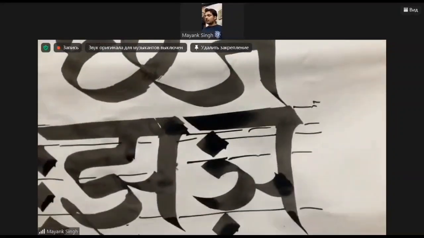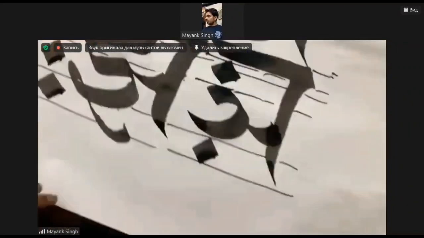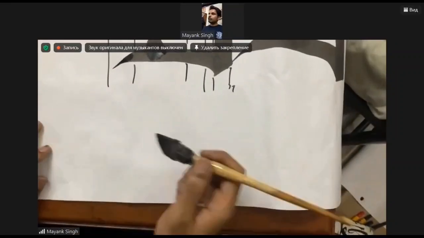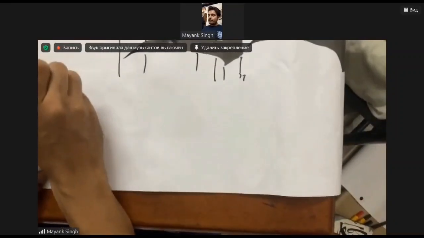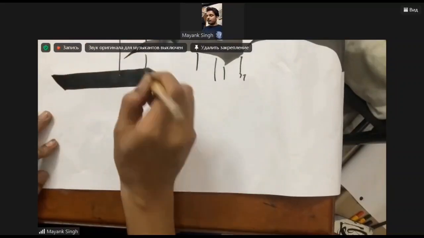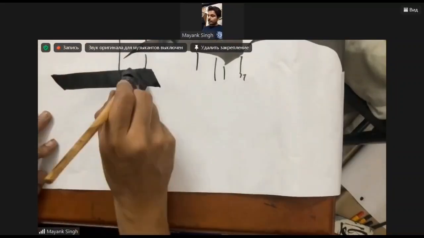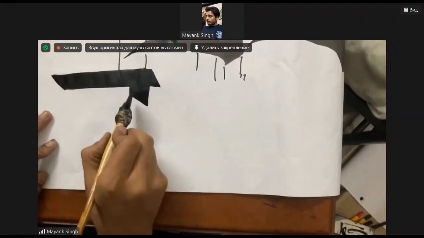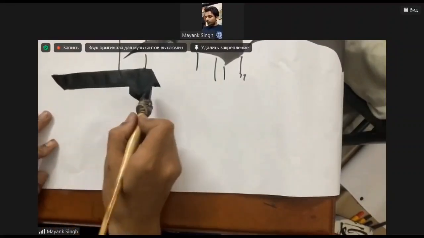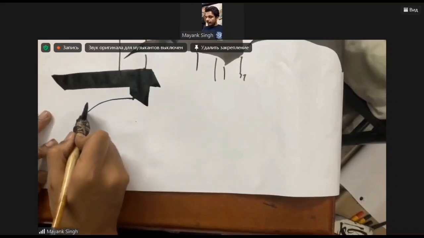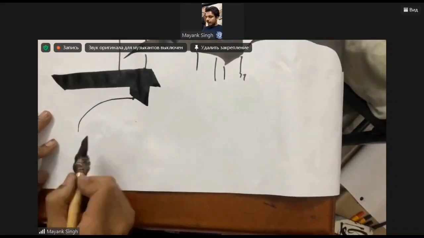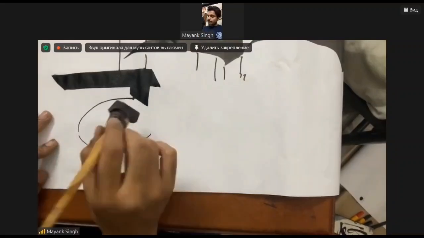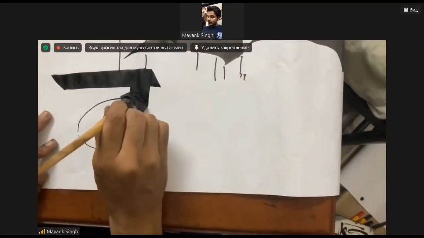Now comes ta. Ta, tha, da, dha. So for ta, we make Shiro Rekha, the first stroke, and then second stroke. So the third stroke in this one would be like this, and fourth would be like this. It's very similar to tha and the.